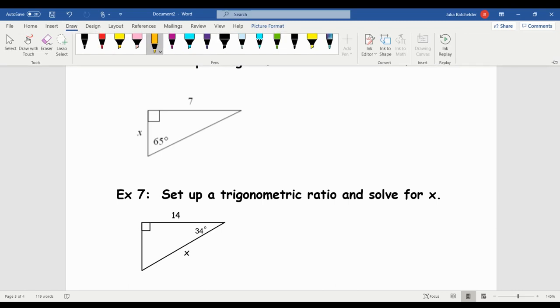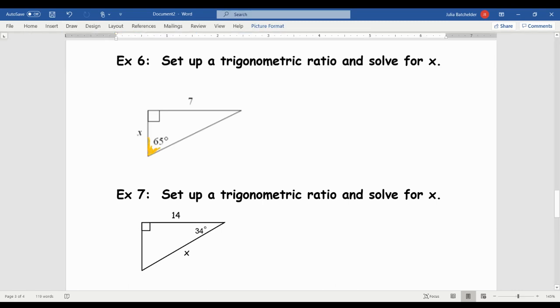So let's go ahead and take a look at what we got going on. 65 is our angle, and we don't have the hypotenuse, but we do have the opposite side. So 7 is our opposite, and x is our adjacent. So if we go back to our SOHCAHTOA, if we have opposite and adjacent, we want tangent. So we want tan of 65 degrees is opposite over adjacent, so 7 over x.